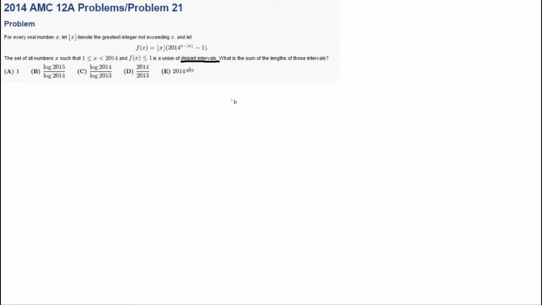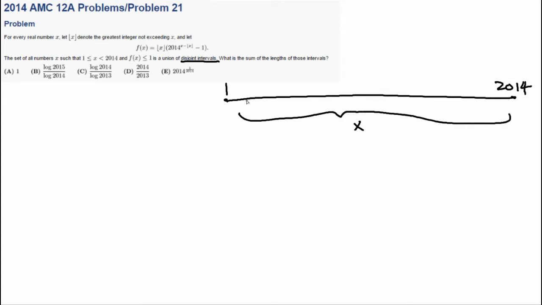So what this question is asking is essentially, given x from 1 to 2014, there are going to be some intervals, like this interval, or this interval, or this interval, in which f of x will be less than or equal to 1. That's the condition. So for x in these intervals between 1 and 2014, f of x will be less than or equal to 1, and we want to find the total length of these intervals. So that's what the question is asking.